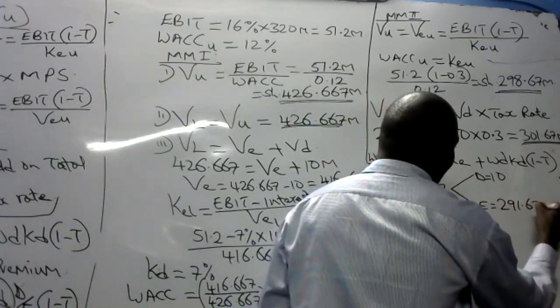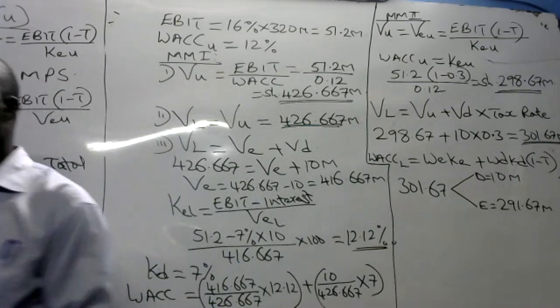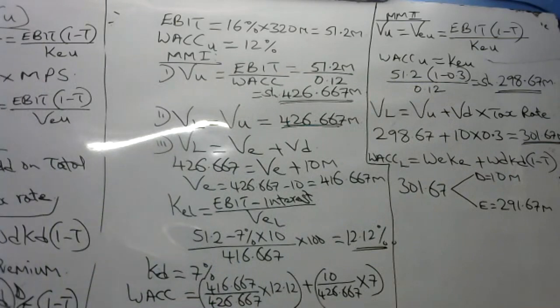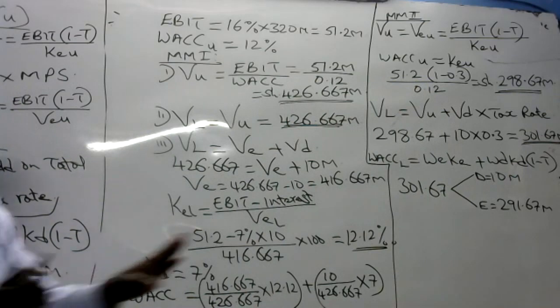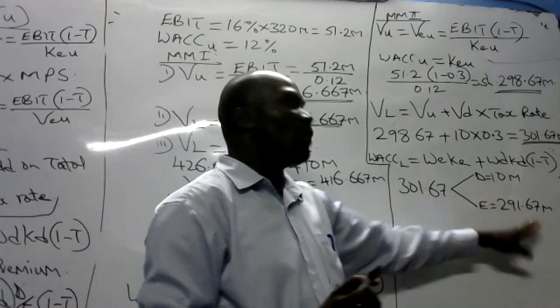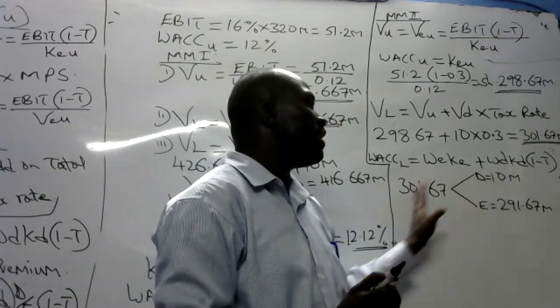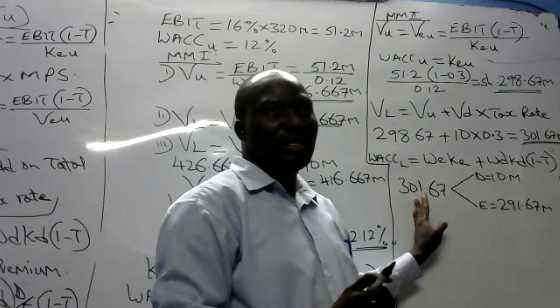291.67. I hope you are seeing where it's coming from. The value of the levered firm is the combination of equity and debt. So from here, will I be able to get the weight of equity? 291.67 divided by 301. Weight of debt, 10 divided by 301.